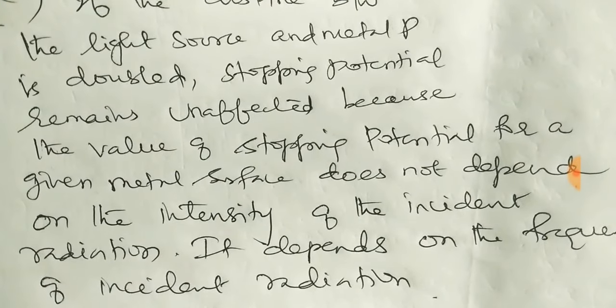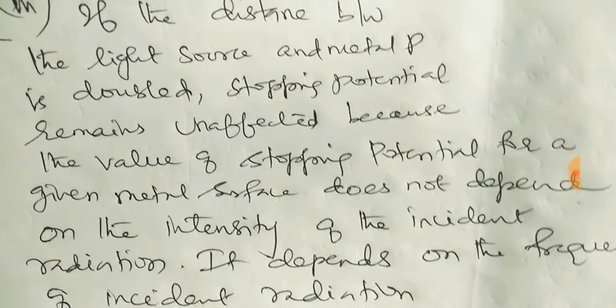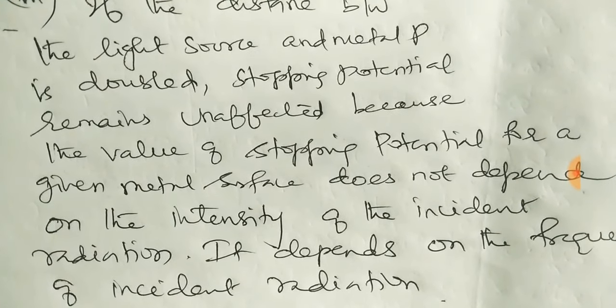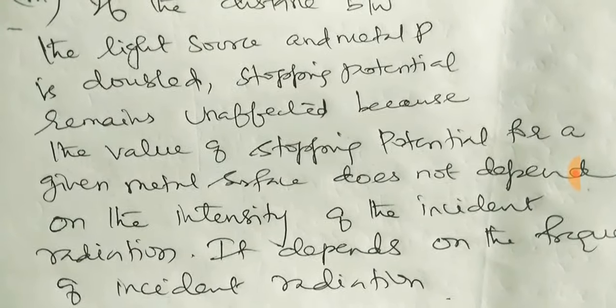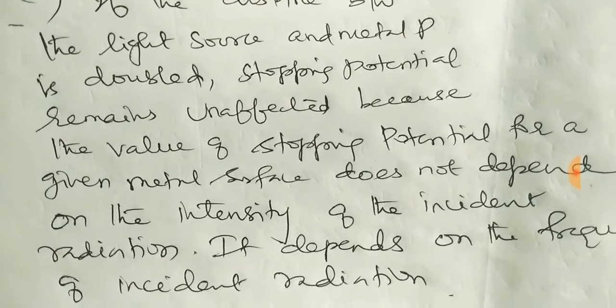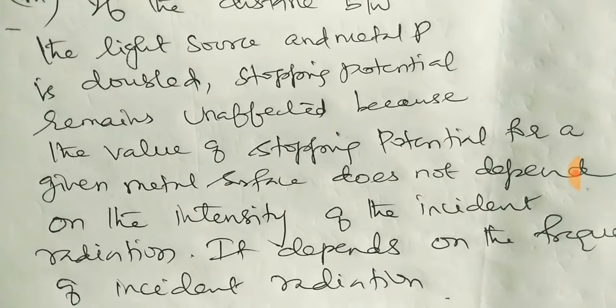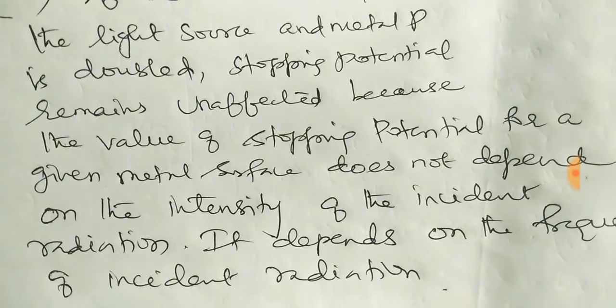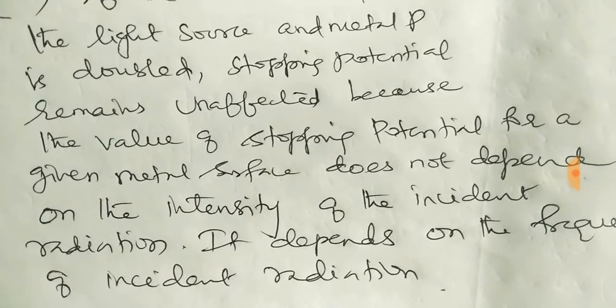If you are keeping the light far from the metal, what will happen? If you keep the light nearby your eye, the intensity will be more. If you keep the light far away from your eye, the light will be dim. Whether light is dim or intense, stopping potential does not depend on intensity. If you change the distance of the light source from the P metal or Q metal, there will not be any effect on stopping potential.